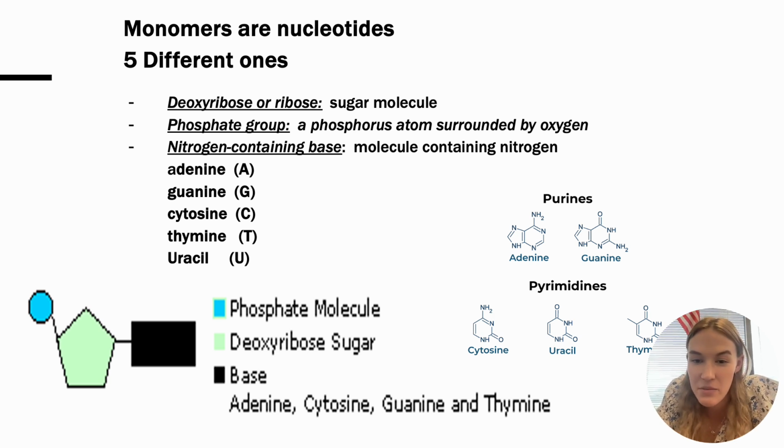Now we also have some new vocabulary words, purines and pyrimidines. My way of remembering it is pyrimidines cut. So C, U, and T are my pyrimidines, and my purines are A and G. Now, at the end of the day, I'm not really going to ask you for these structures, but it might be helpful to remember that A and G are purines and C, U, and T are pyrimidines.